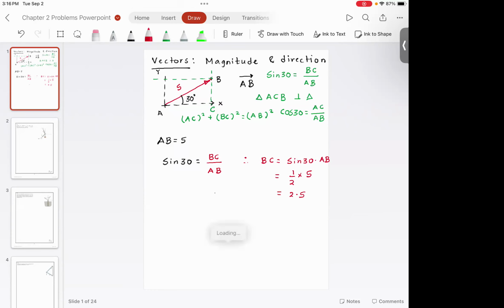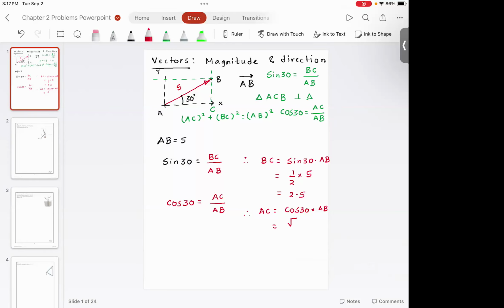If I ask you for AC, you can use the cosine relationship. Cosine 30 is equal to AC divided by AB. So if I want to find out AC, cosine 30 multiplied by AB, and cosine 30 is square root.